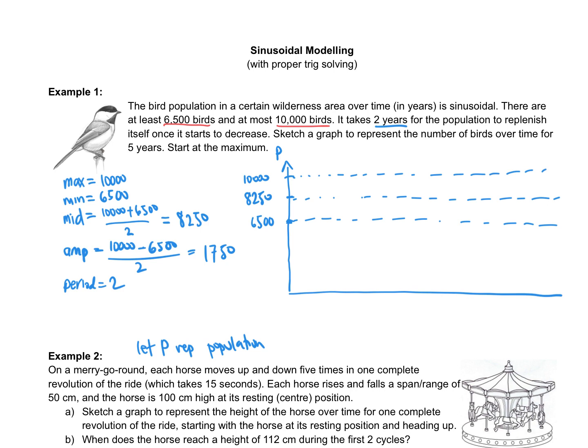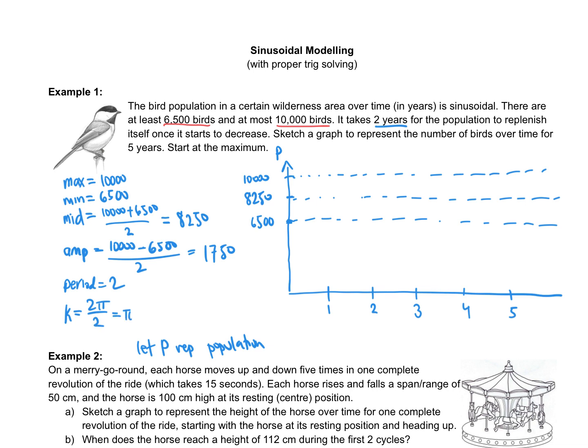Okay, there we are. We know that the period is 2, so one cycle is going to take 2 years, and we need to do 5 years. So 1, 2, 3, 4, 5. Now, my period being 2 means 2 things. The k value for my actual equation is 2 pi divided by the period. So my k value is pi.